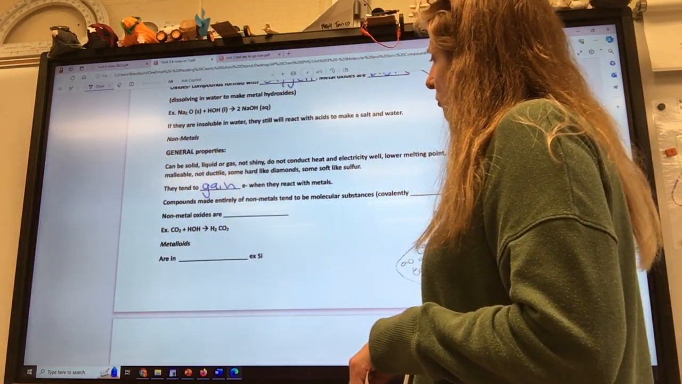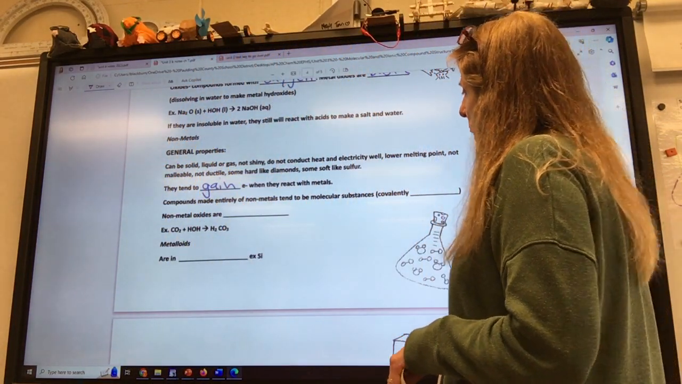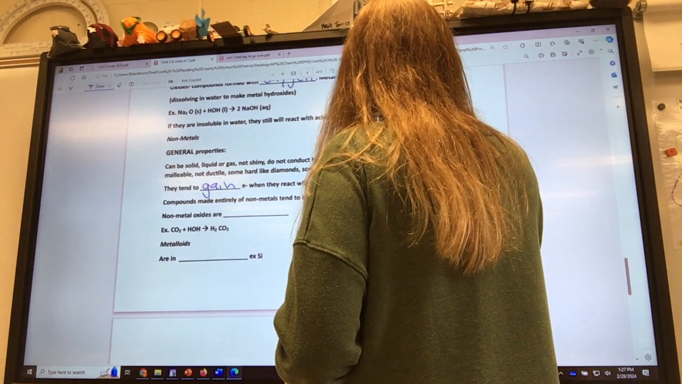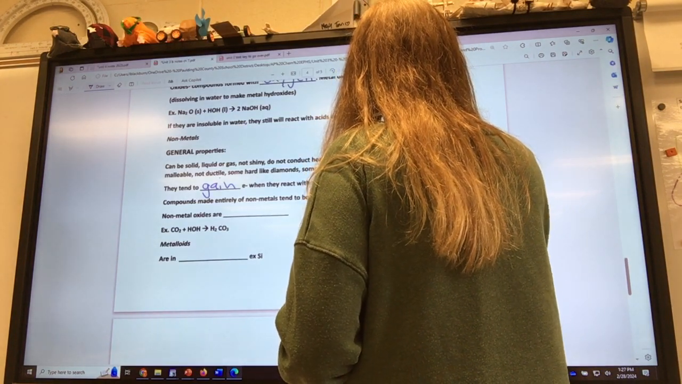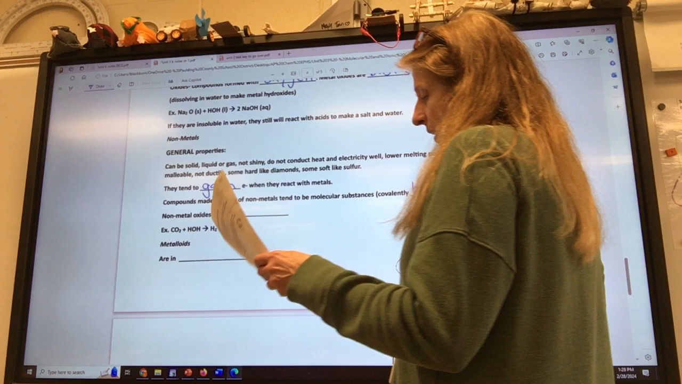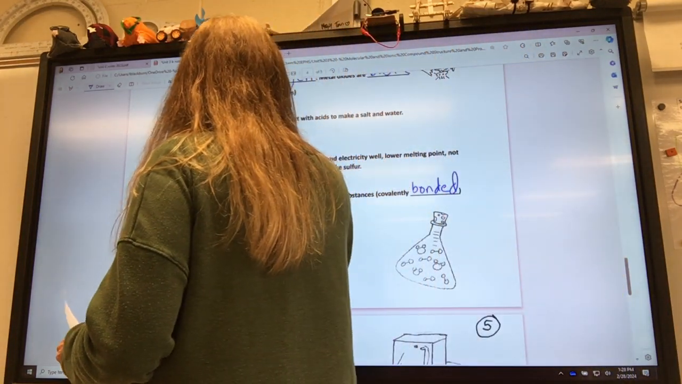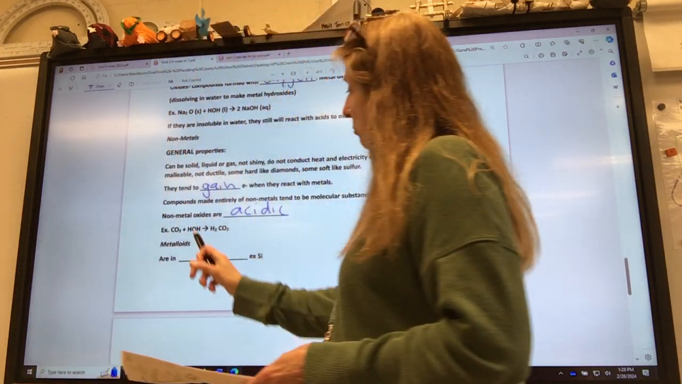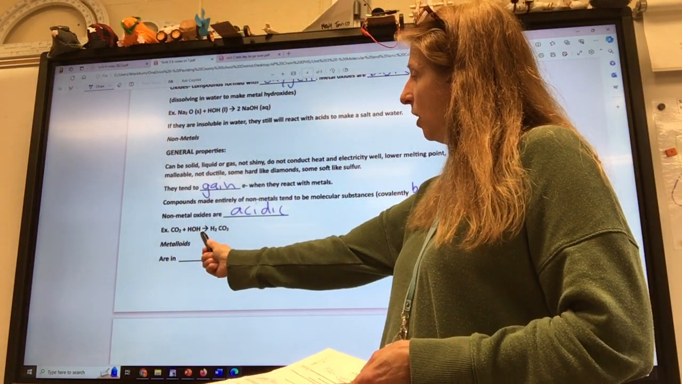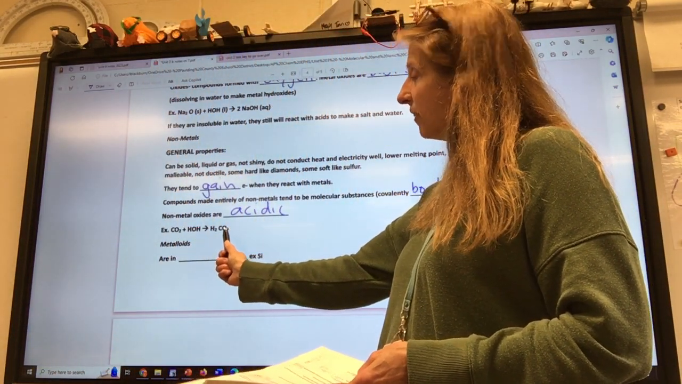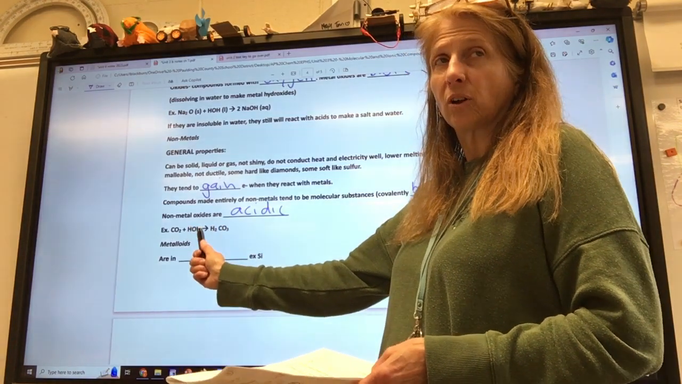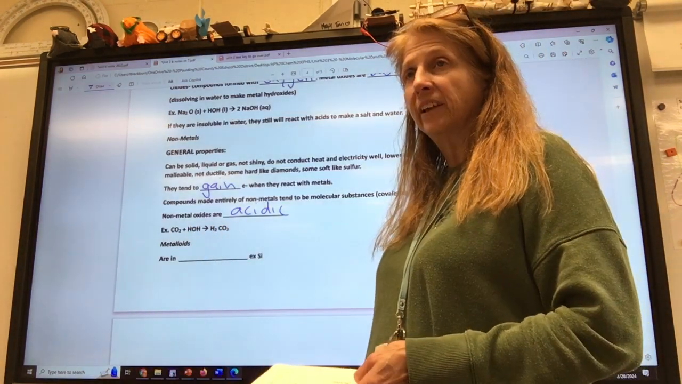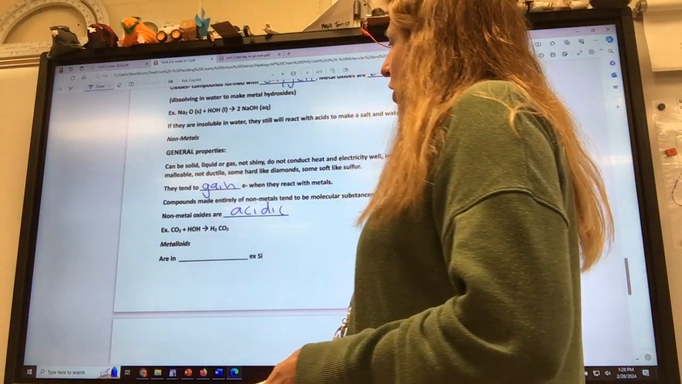Okay? Compounds made entirely of nonmetals tend to be molecular substances, meaning they are covalently bonded. And non-metal oxides are acidic. So for example, carbon dioxide, a non-metal, with water makes carbonic acid, soda pop, Coca-Cola. There's your fizz in your Coke right there.